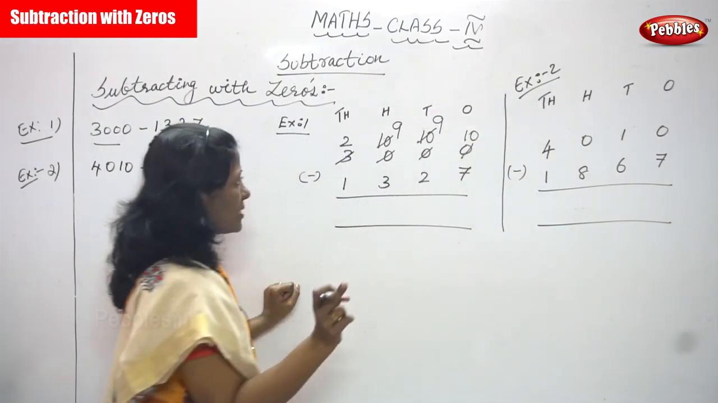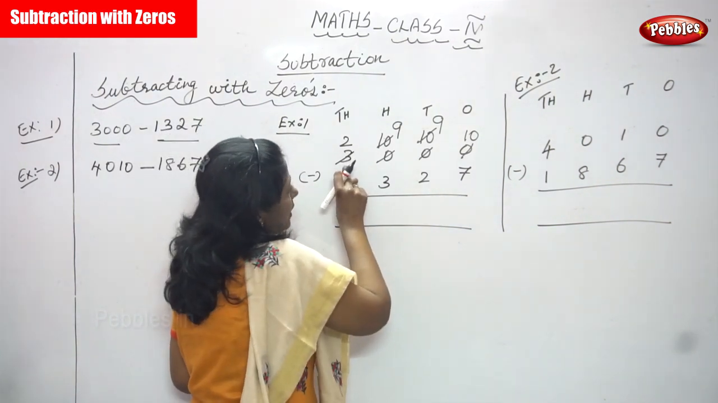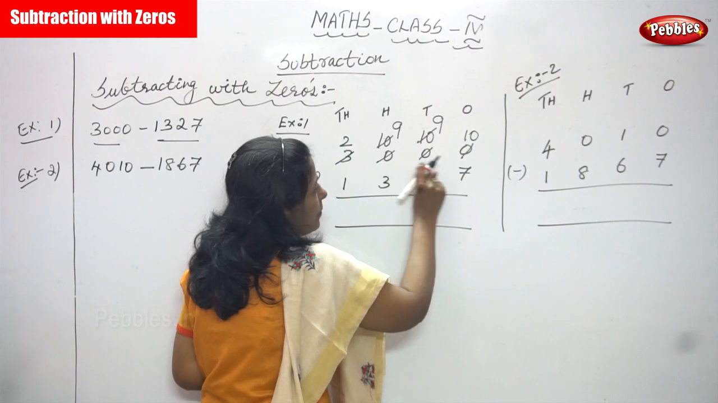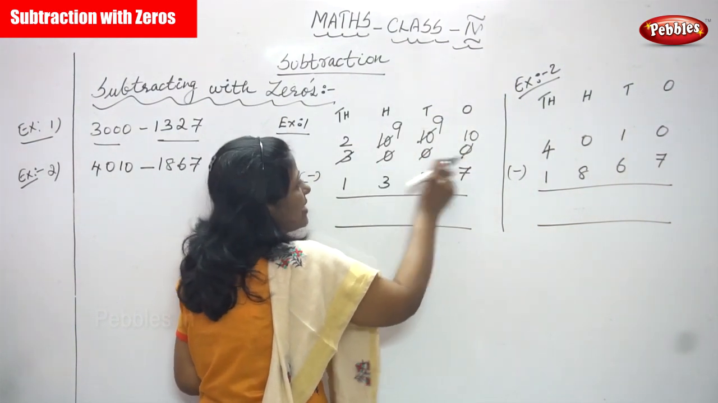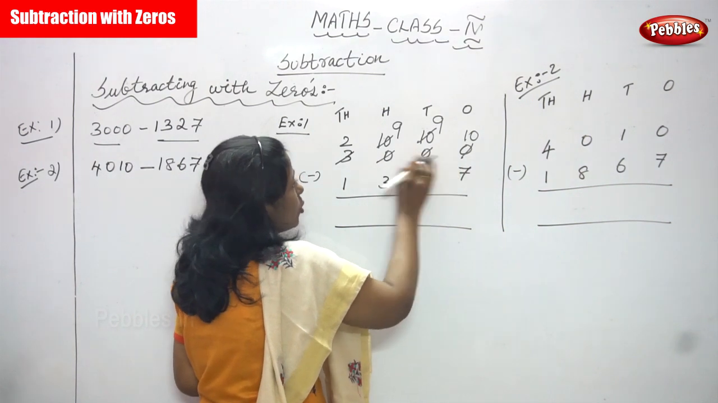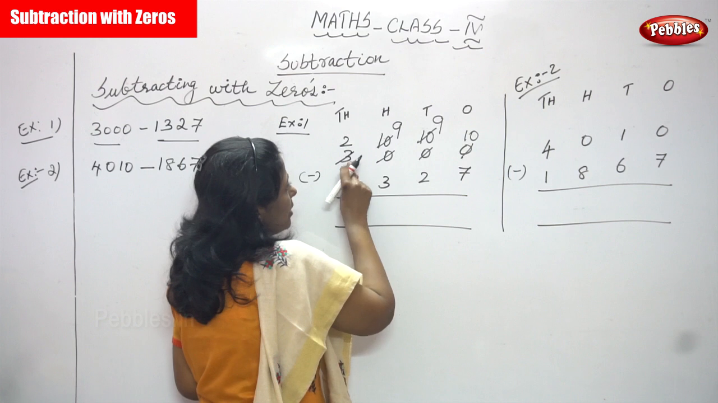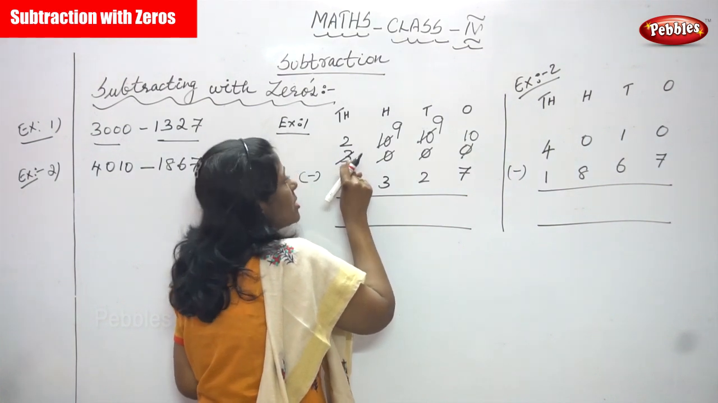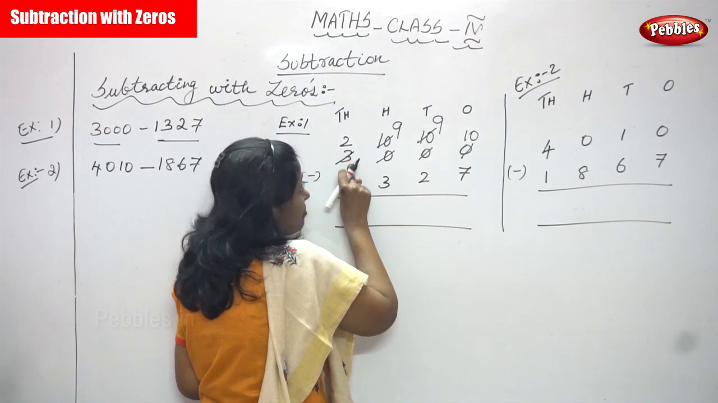So again I'll repeat once again. You have to listen very carefully. There is no number in the ones place, tens place or 100 place. All are zeros, because when subtracting with 0, I have to borrow from the 1000. So this 3 becomes 2, since I have to borrow 1 from it.